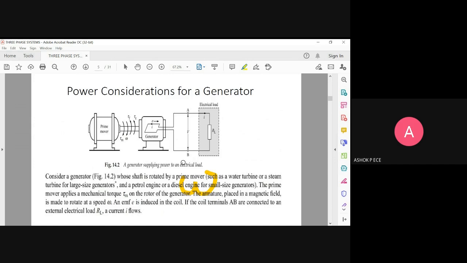The prime mover applies a mechanical torque tau m on the rotor of the generator. The armature placed in the magnetic field is made to rotate at the constant speed omega. Because of this rotation of the shaft, an electromagnetic voltage, EMF, is induced in the coil. If you connect the load across the external terminals AB, you will have current flowing in the coil. The load current flows across RL because of the EMF induced in the coils.